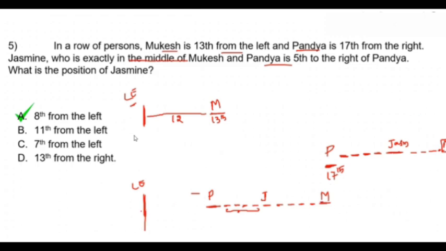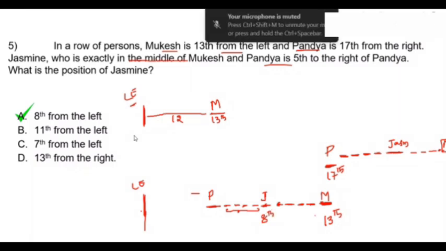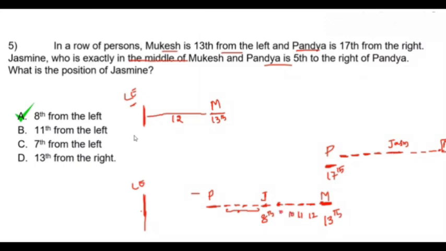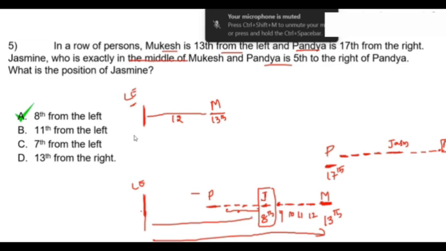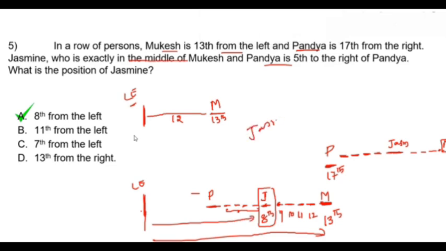Now you just observe it. Mukesh is which position from the left hand? 13th position. Now this is 12th, 11th, 10th, 9th, 8th. Jasmine is 8 from the left hand. What is he asking? This is 13th, this is 12th, 11th, 10th. What is this? 9th. Now Jasmine is what position from the left hand, everybody? Mukesh is 13th, right? Now Jasmine must be what? Jasmine is 8 from the left hand.